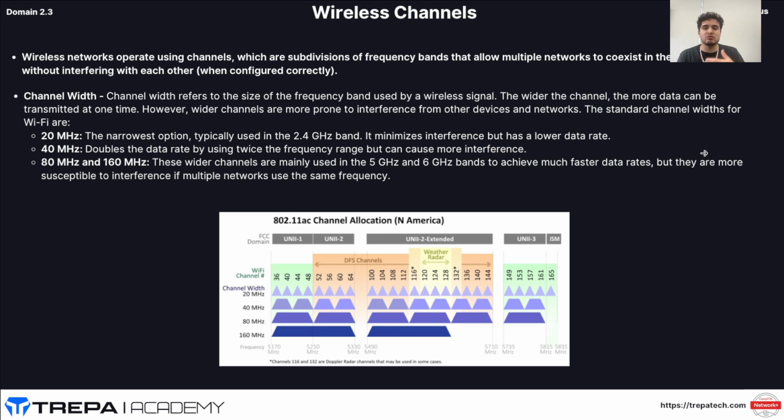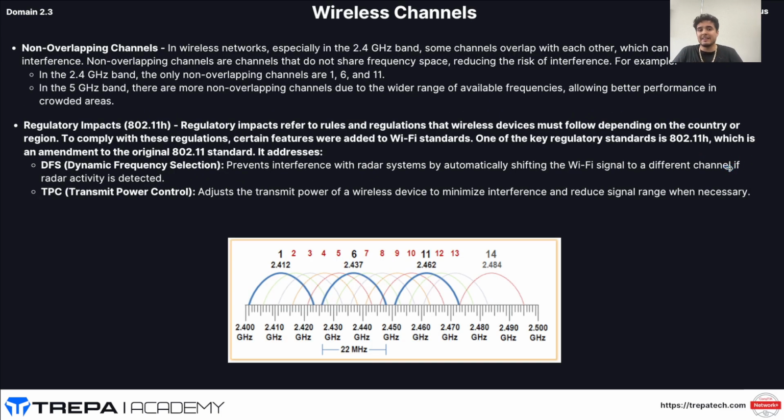So channel width. Channel width refers to the size of the frequency band used by our wireless signal. The wider the channel, the more data can be transmitted at one time. However, wider channels are more prone to interference from other devices and networks, like a microwave can interrupt wireless signals.